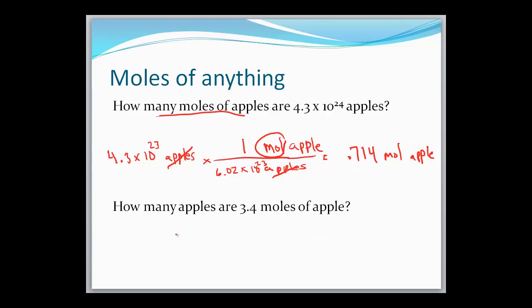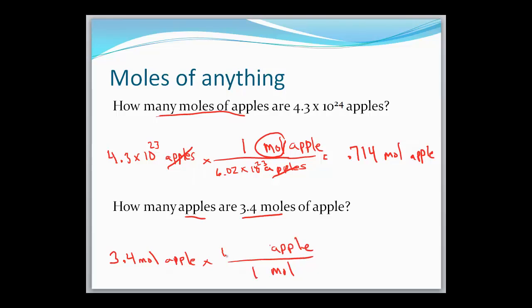You can also go in the other direction. You can say, how many apples do you have if you have 3.4 moles of apples? So we start with our 3.4 moles of apples. Now if we want to convert to just apples, we want moles in the denominator, because that's in the numerator, so we want that to cancel. And we're converting to just apples.